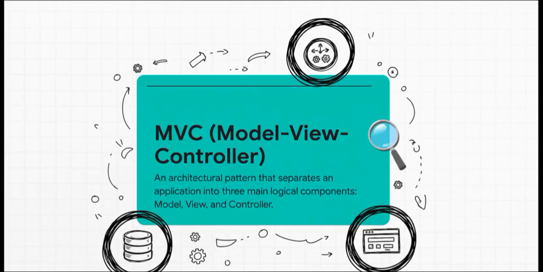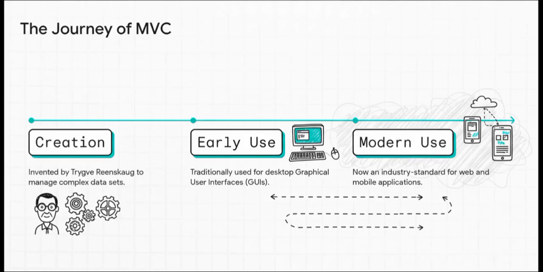So the single most important word here is separation. MVC, which stands for Model View Controller, isn't some piece of software you install. It's a way of thinking. It's an architecture that basically says, hey, let's not mix everything together. Let's divide our app into three distinct jobs. And you know, this idea isn't even new. It was actually invented way back by a guy named Trygve Reenskaug to handle complex data and desktop software. But the genius of it is how well it adapted. It became this massive standard for the web and even for the mobile apps we use every single day.